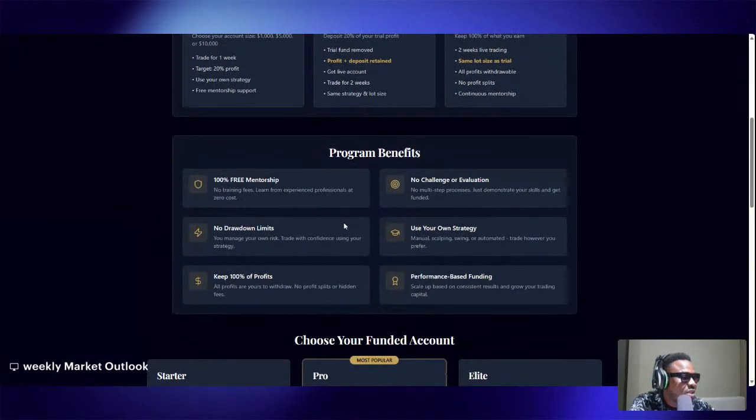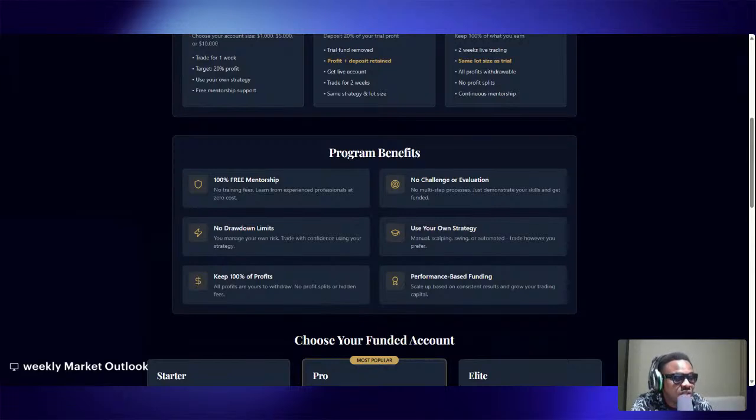I don't have time to read all the benefits out for you. The benefit of this one is that you can have free mentorship with it, which also teaches you. There's no challenge, no evaluation, and no drawdown limit, because it's not a prop account, so you can trade as much as you want. But of course, you have limited time to trade on these accounts because you have a target to meet. It's easier to meet that target anyway.